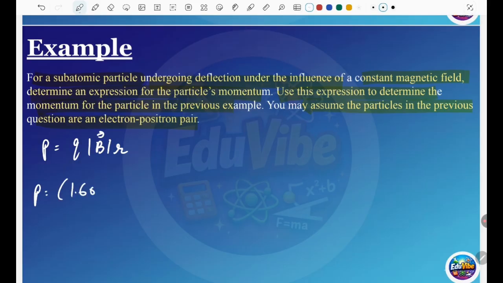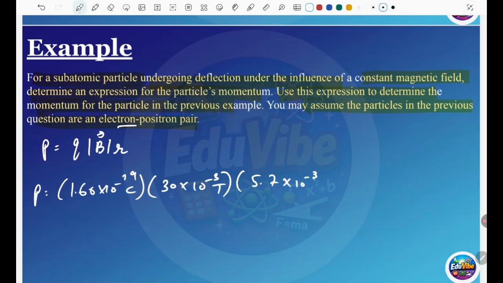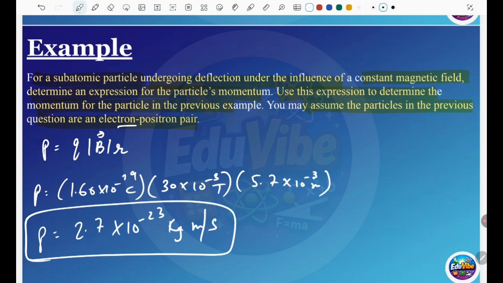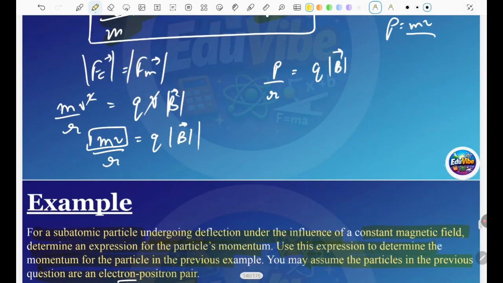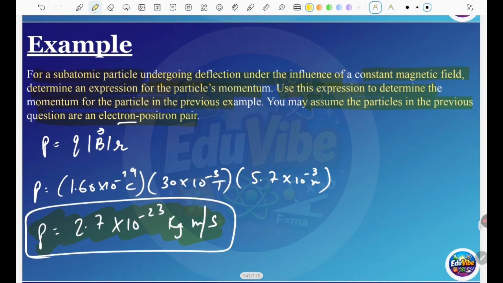For the charge, you have 1.6 times 10 raised to power minus 19 coulombs, for the electron. The magnetic field stays the same, you can use it from the previous question. And the radius stays the same, from the previous question. When you calculate this, you get about 2.7 times 10 raised to minus 23 kg meters per second. So this is your momentum. Both these questions are connected to each other. You cut the v's and you get this formula for momentum from the same thing.